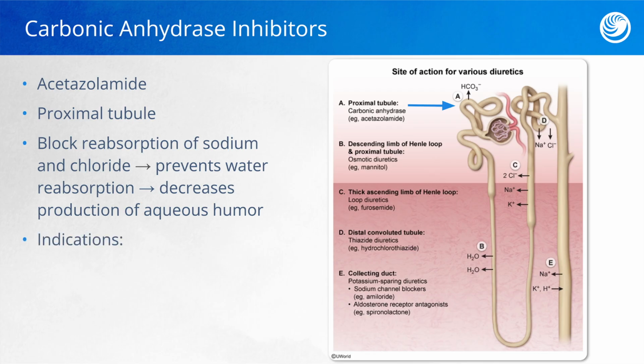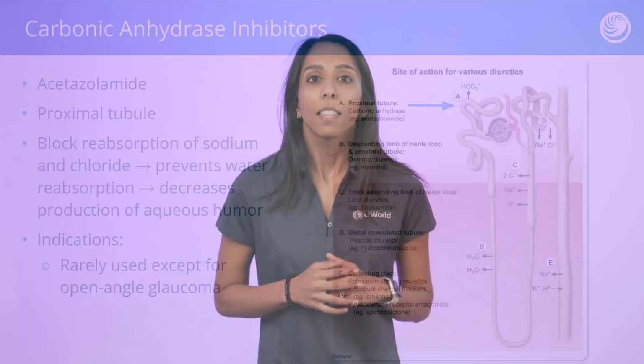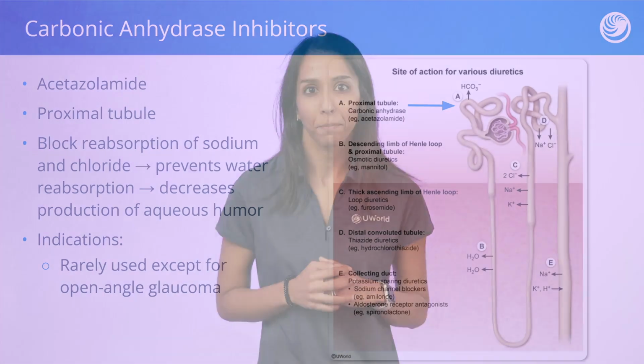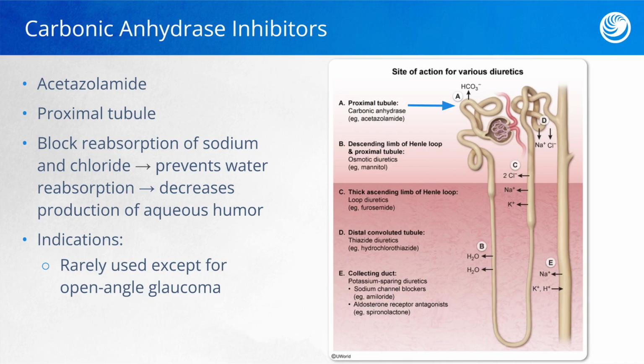Now, this diuretic class is unique as it also blocks the carbonic anhydrase enzyme in the eyes, which will reduce the production of aqueous humor. This reduction in aqueous humor helps to lower intraocular pressure, which is why the most common use of this drug class is for glaucoma. You may also see this drug used as an adjunct therapy in clients with edema, such as those with heart failure, who also have metabolic alkalosis to help restore acid-base balance.